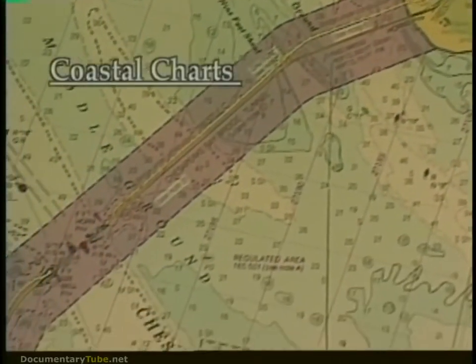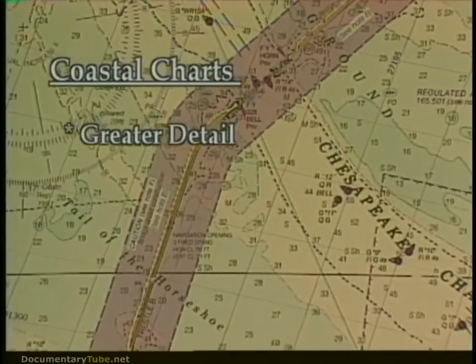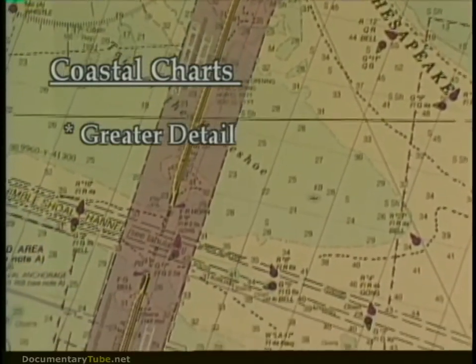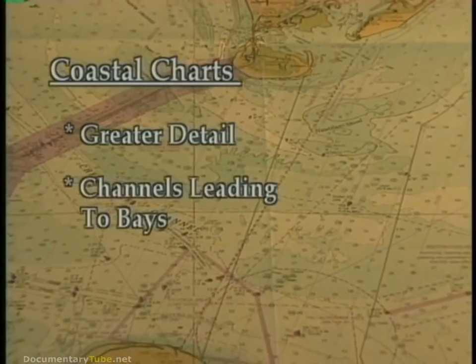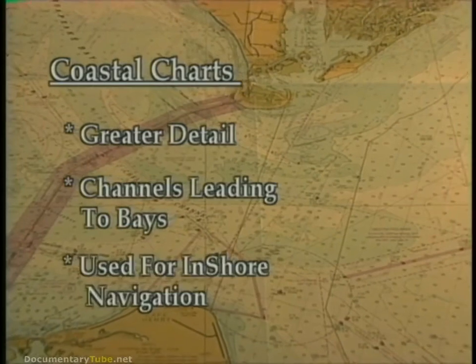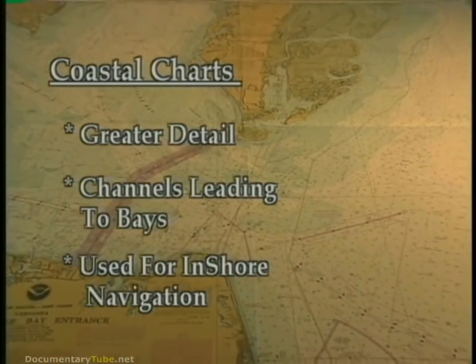You may also encounter coastal charts. These charts are prepared on a larger scale, depict a smaller area, and show more detail than sailing charts. They show channels leading to bays. Coastal charts are frequently used for inshore navigation.